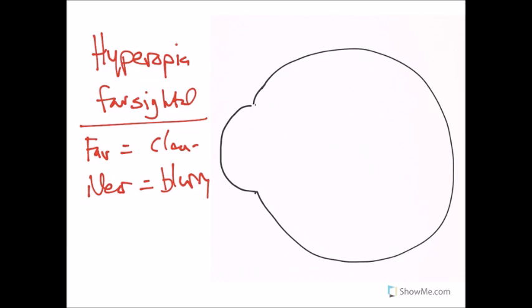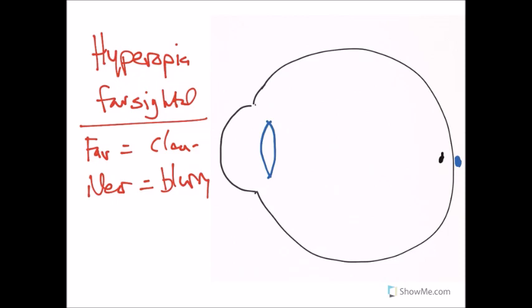Either your eyeball is too shallow and you're shooting your focal point too far because the eyeball is too shallow. We wanted it here, but we overshot it. Or our lens is in too thin of a state and not bending the light enough. And if it's not bending the light enough, it will also overshoot. So it's either too thin or it's too shallow and we're overshooting.